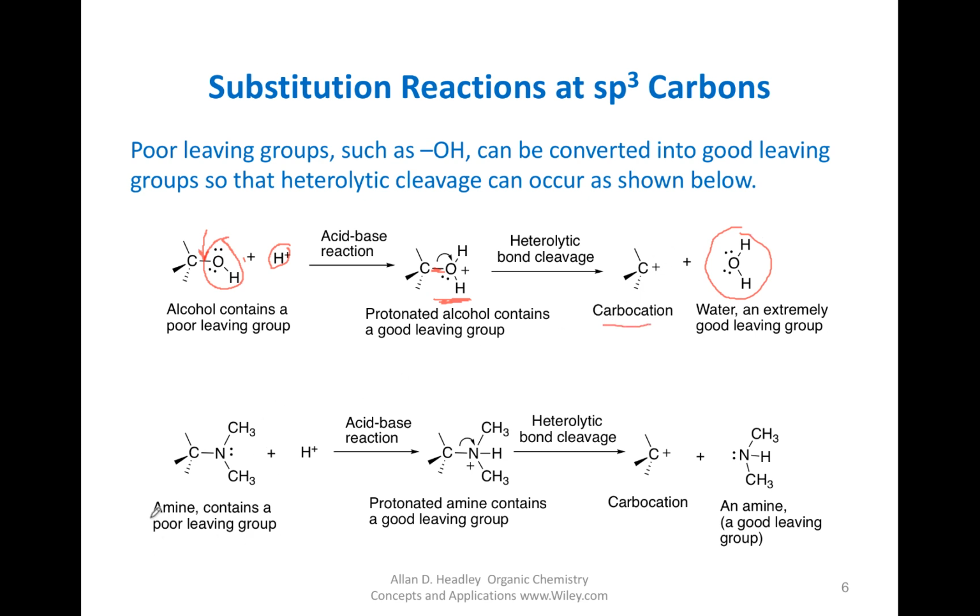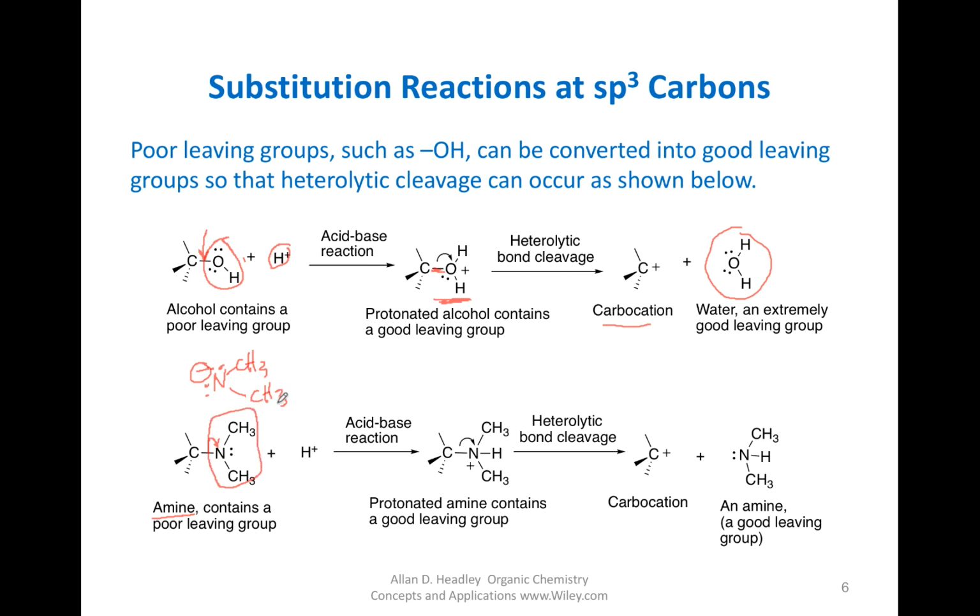Same here, having an amine. Amine is not a good leaving group, as you can expect, because if we did that, what we would get is a negative charge and CH3 here and CH3 here. That's the amide anion. Very strong because its conjugate acid is ammonia. So this is again not a good leaving group. So look out for that.